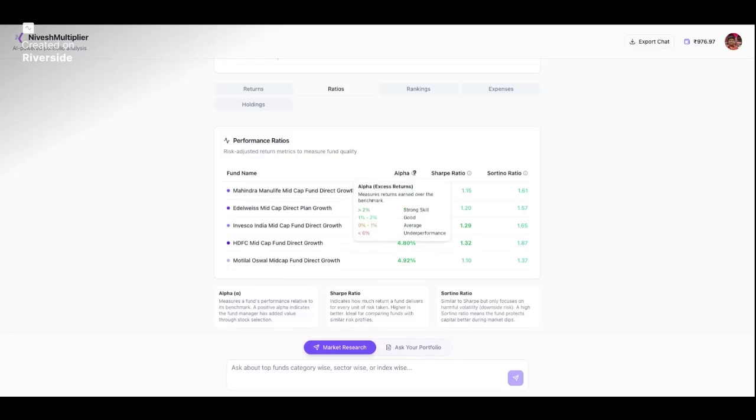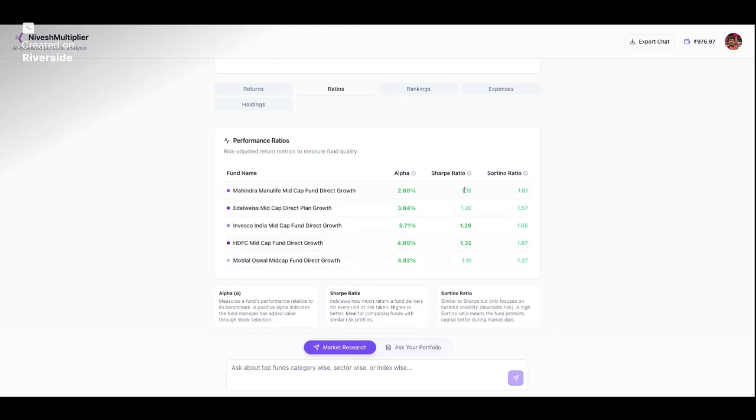So if I press the I button, I could see if it is more than 2%, then it's a strong skill. If it is 1 to 2%, then it's okay. And if it is between 0 to 1, it's average. Like you're just performing over your category average, right? So basically, if you're beating the category by more than 2%, then you are doing way good. So I could see, okay, Mahindra Manulife is 2.6. I can see, okay, Invesco has 5.71, Motilal is 4.92, and HDFC has 4.80. This is now telling me from the category, these funds are beating the category by this much margin, which looks good to me.